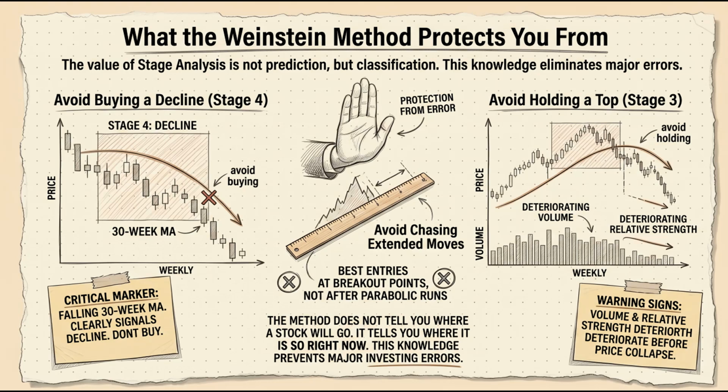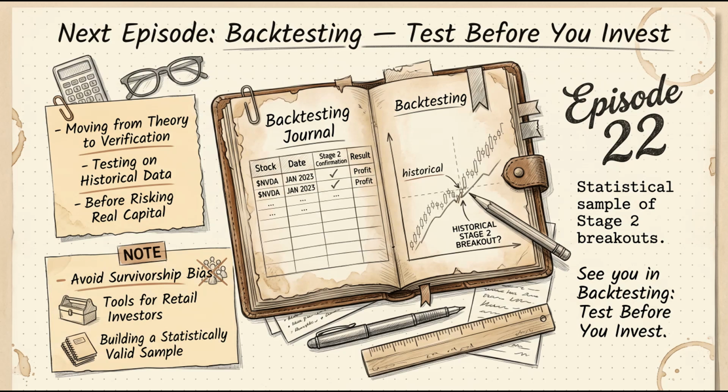The true value of stage analysis is not prediction. It is classification. The method does not tell you where a stock will go next. It tells you where the stock is right now, and that knowledge alone eliminates most major investing errors. You avoid buying into a stage 4 decline because the chart clearly shows a falling 30-week moving average. You avoid holding through a stage 3 top because volume and relative strength deteriorate before price collapses. You avoid chasing extended moves far above the moving average because you know the best entries are at breakout points, not after parabolic runs.